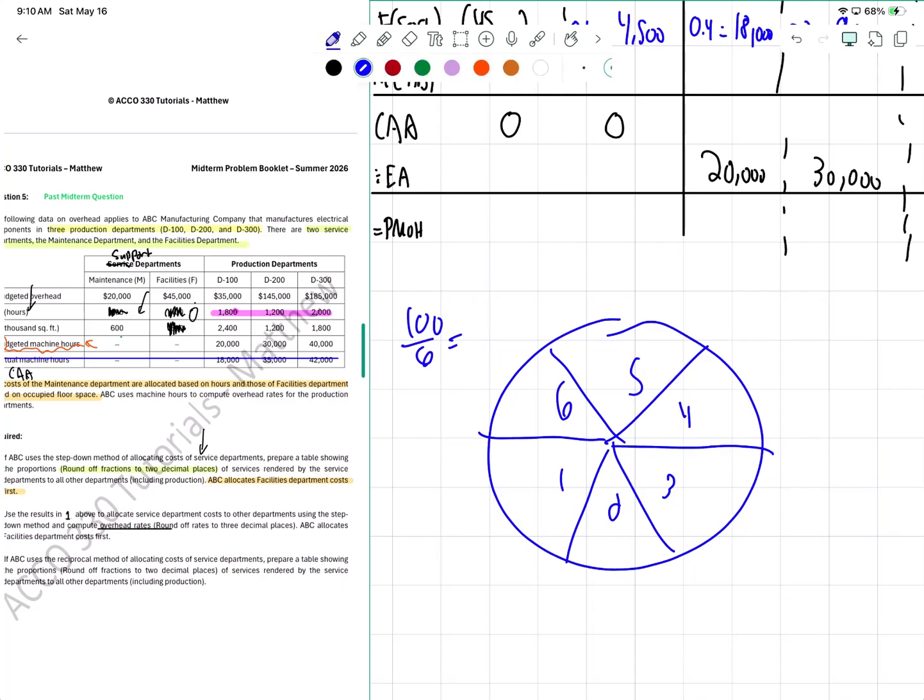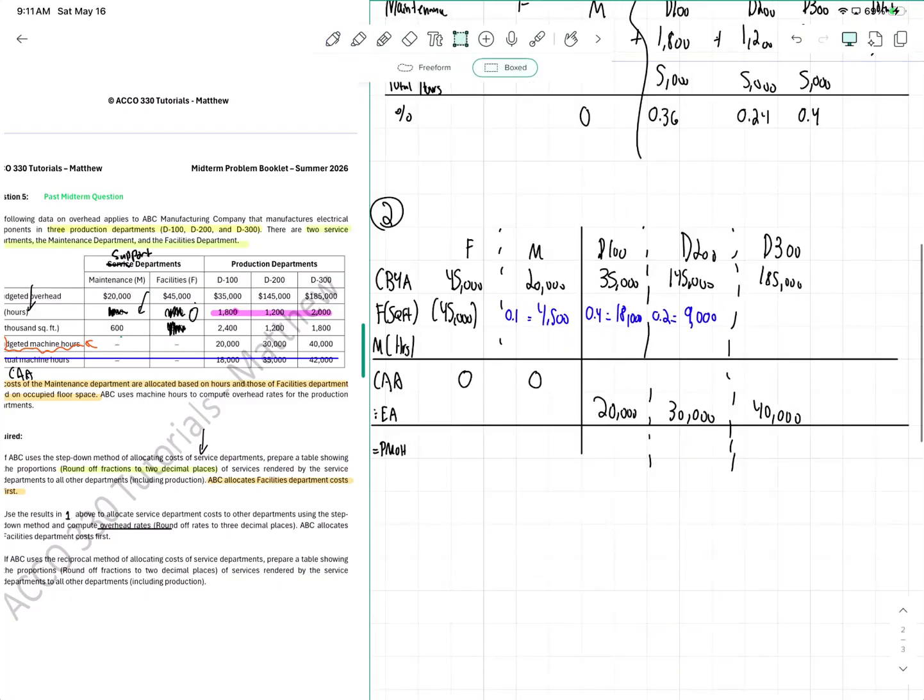What is it? Something around 15%. Actually, I should know this off the top of my head. What's 100 divided by 6? Is it 15? Let me just do this on my Excel. It's 16.6, close enough, 16.66. So for each slice that you eat, you've got to pay 16% of the pizza. That's literally all cost allocation is, guys.